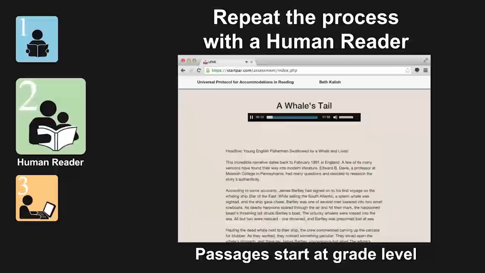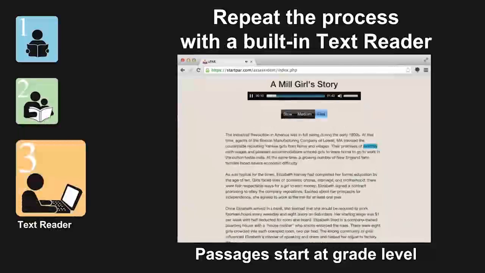Then the student moves up to their grade level, which again in our scenario was 8th grade, and they repeat this process using a human voice to simulate a human reader. So the human narrator will read this to the student, and then they will do the comprehension quizzes at the end. Finally, they will have a text reader condition, which is, again, the computerized voices.